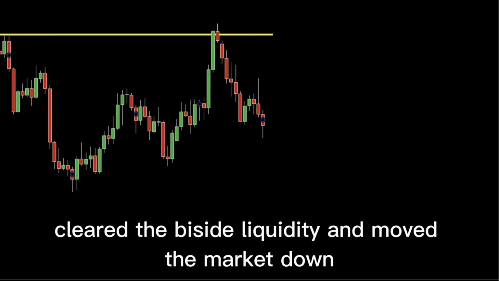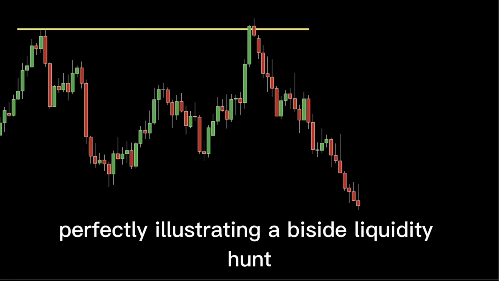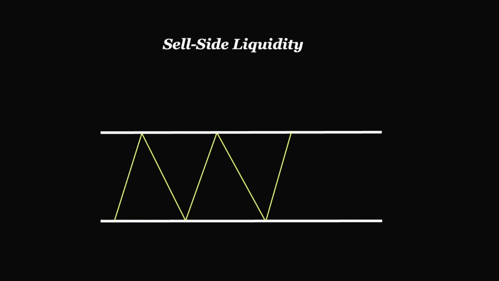Sell-side liquidity refers to the accumulation of pending sell orders, particularly sell stop orders, placed below key levels like weekly lows, daily lows, or significant historical lows. When traders place buy orders, they often protect their position with sell stops to mitigate potential losses if the price moves downward. These sell stops rest below those major lows.